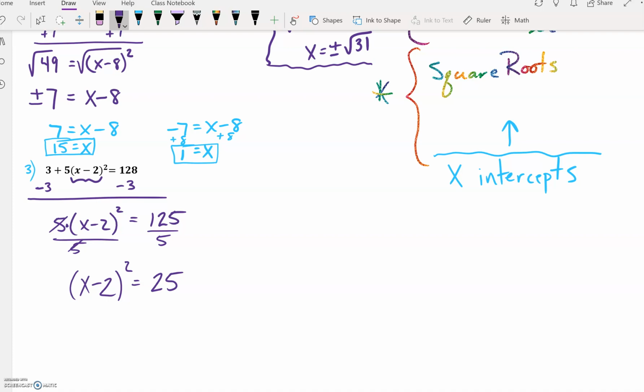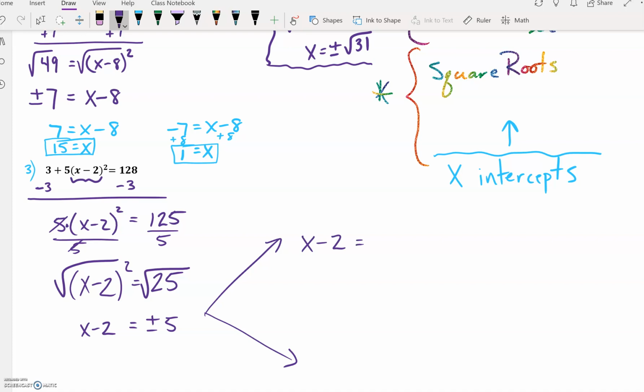So here we go. We're going to eliminate the squared. What's left on this side of my equation is everything in parentheses. And over here, the square root of 25 is going to be plus and minus 5. And here's where you do your breakout into two separate equations. One of my equations is x minus 2 equals a positive 5. My other equation will be x minus 2 equals a negative 5.